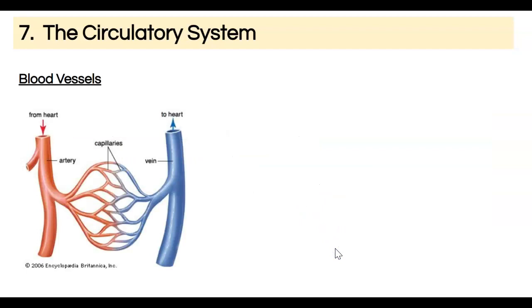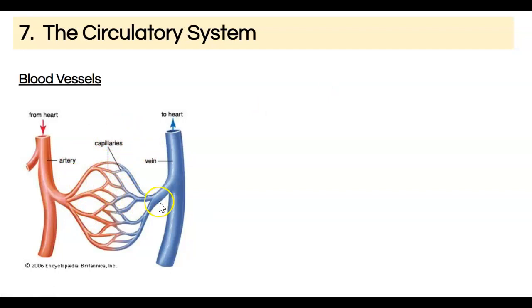So moving on to blood vessels. We've talked about the heart. Now we're going to move on to the second component of the circulatory system, which is the blood vessels. And so most of you probably thought about arteries and or veins when we talked about blood vessels. And so I want to talk about the difference between arteries and veins. And also I want to talk about these things called capillaries as well.